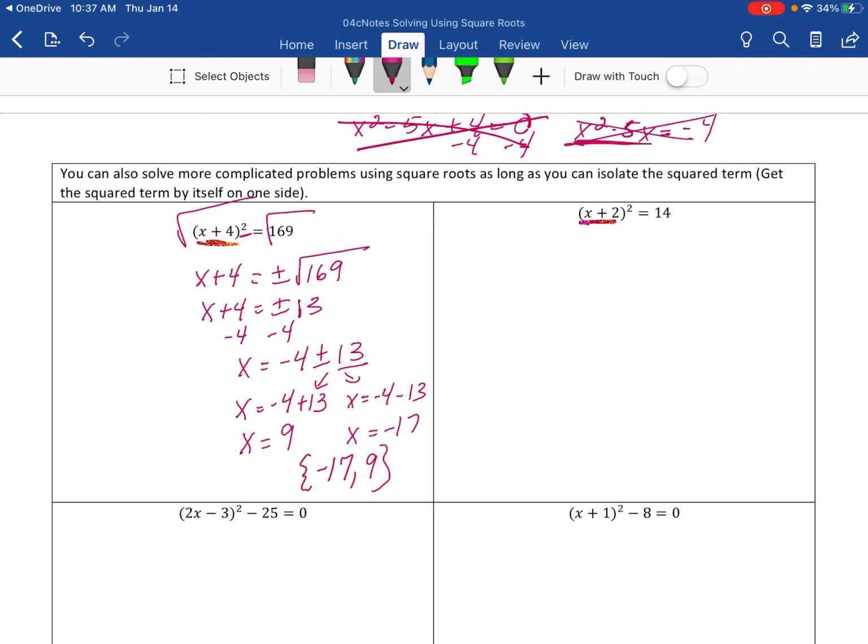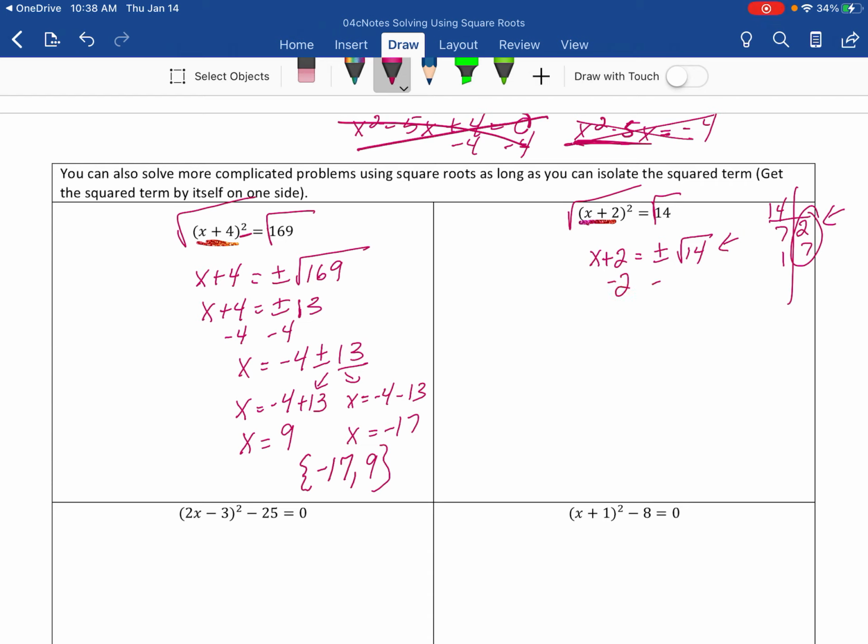I'm going to do the same thing with the next one. This one's just a little bit different. So again, I can take the square root of each side. So I have x plus 2 is equal to the positive or negative square root of 14. And 14 I can't simplify. 14 divided by 2 is 7, divided by 7 is 1. There are no perfect squares, so I can't simplify that.